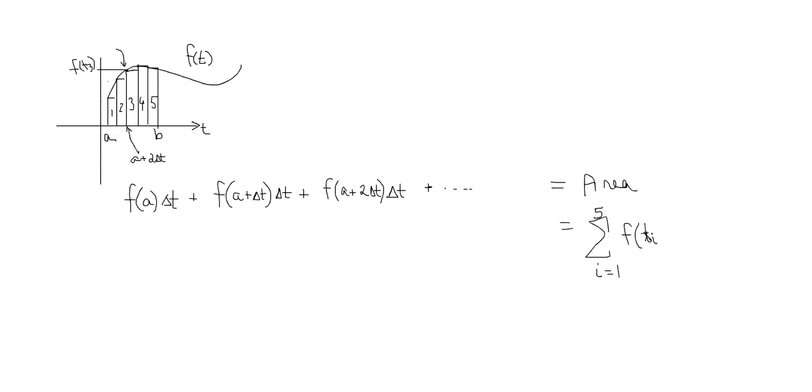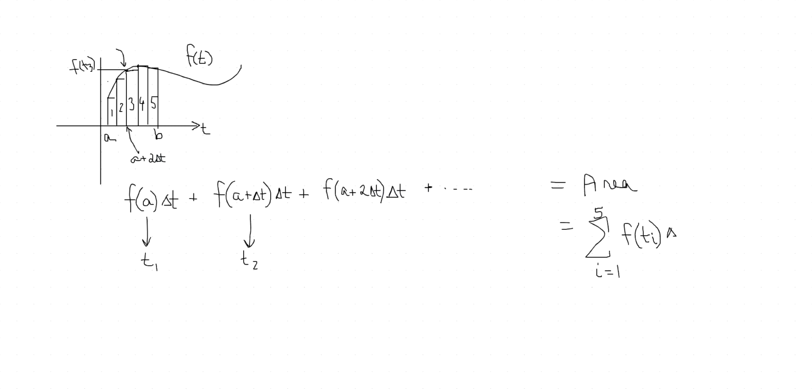Let's clear that up. t sub i would just be a label that we'd use to identify each of these points between a and b. So t sub 1 would be a. t sub 2 would be a plus delta t, and so on. t sub 5 would be a plus 4 delta t's. Okay? And we would multiply each of these heights by delta t.